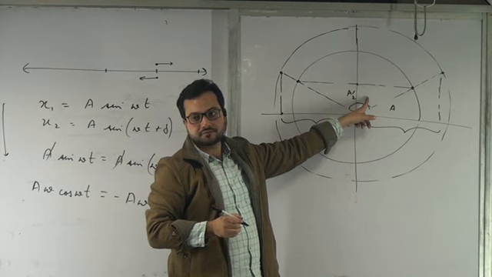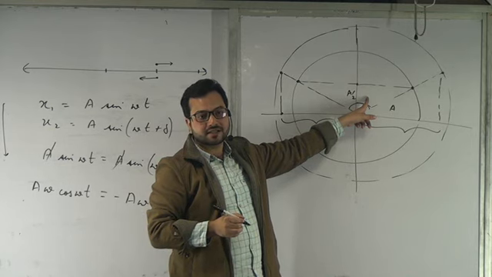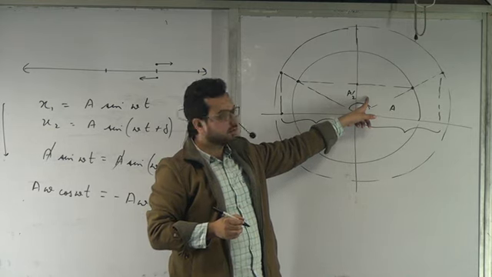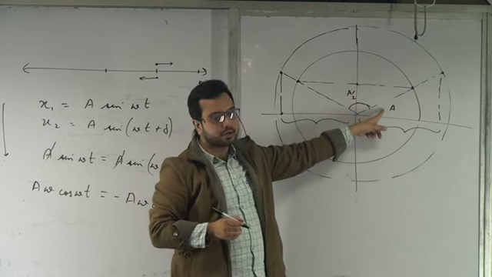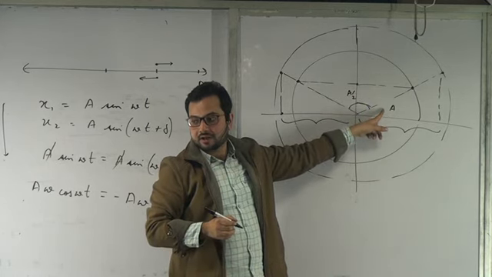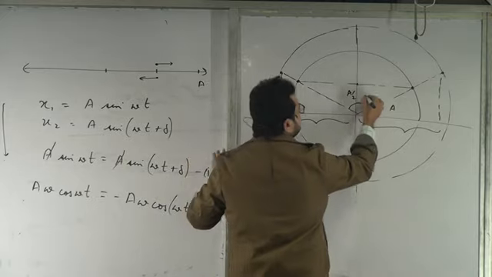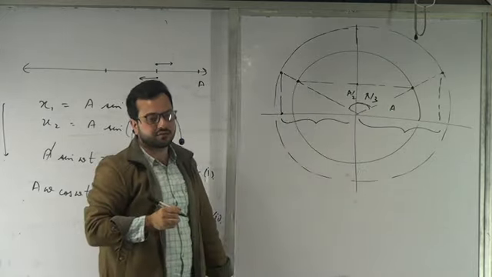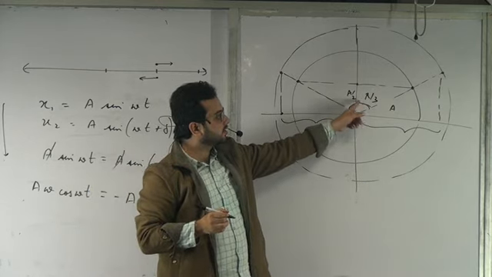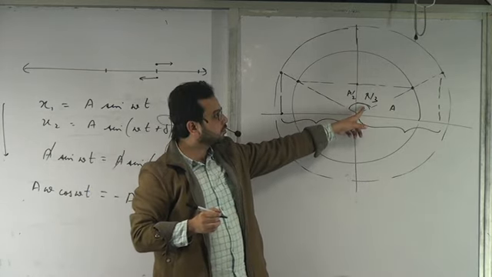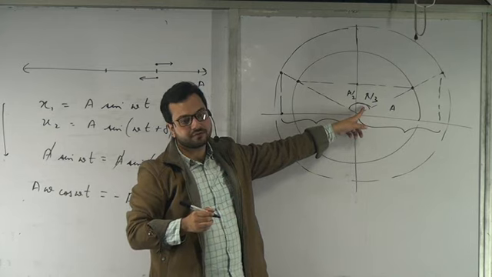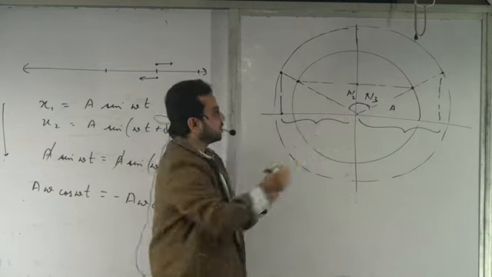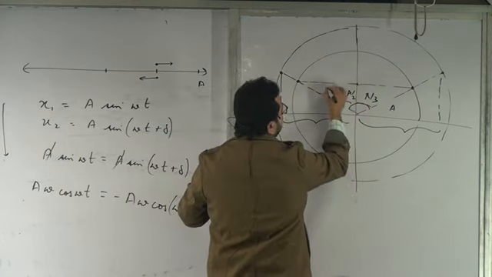It's pi by 6. Correct? Cos theta is equal to a by 2 by a. So that angle is pi by 6. Sorry, pi by 3. Cos theta is equal to half. This angle is theta. Okay, so cos theta is equal to half. That means theta is pi by 3. So this angle should also be pi by 3.